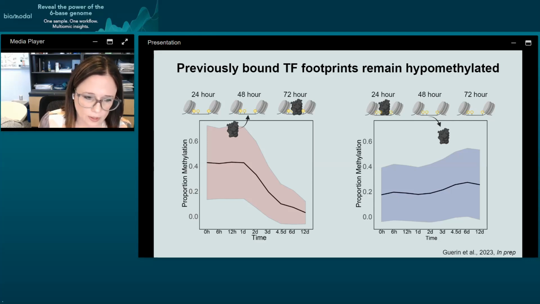And it was something that we really wanted to follow up a bit more. We wanted to understand what was happening to the regions that are getting demethylated, and why they are remaining demethylated even after the transcription factors seemingly stop binding and the region loses accessibility.